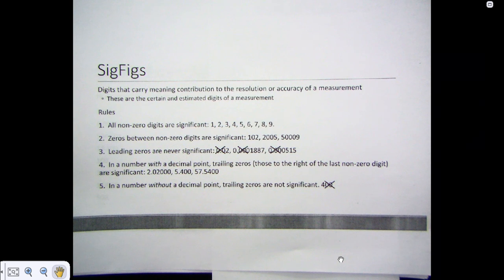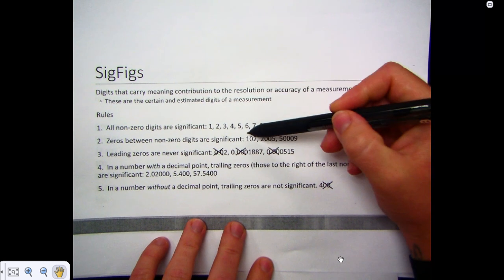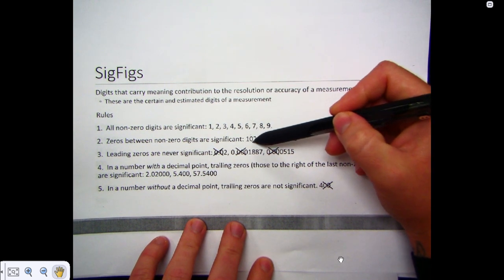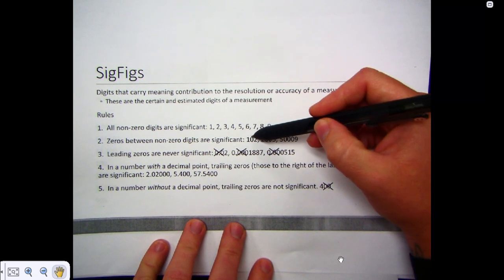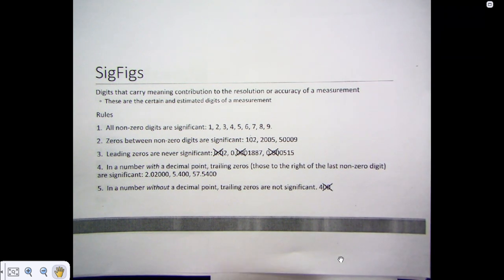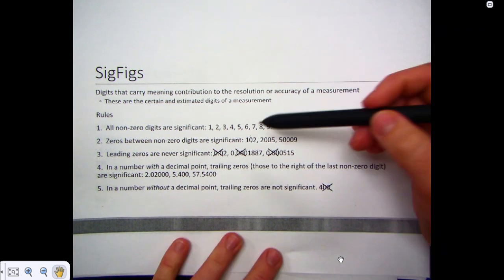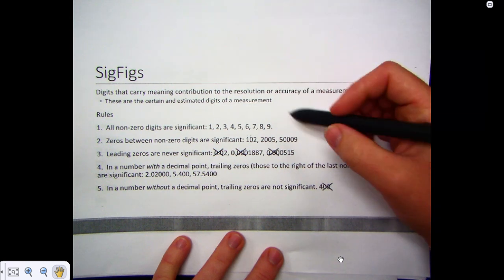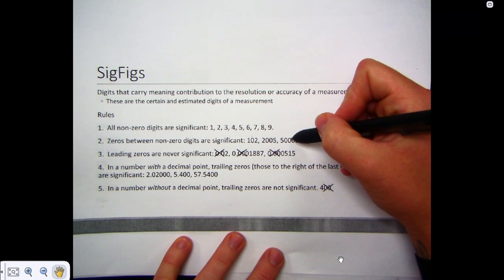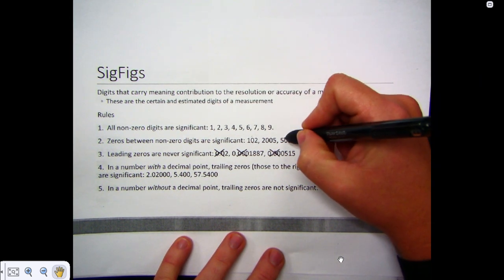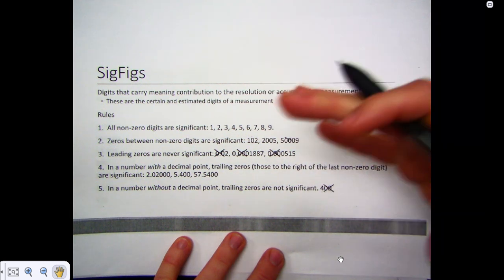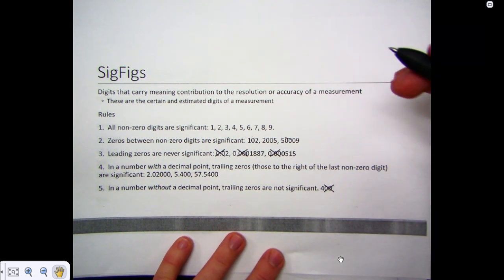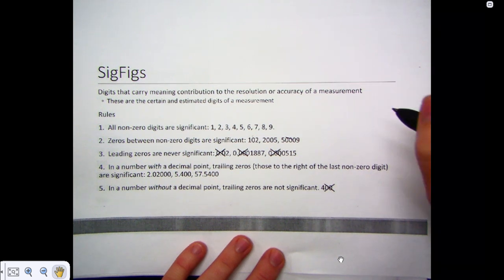Zeros that come in between two non-zero digits are always significant. I call these the sandwich zeros, right? 102, the zero is sandwiched in between, like bread, meat, right? It's going to count because it's in between two non-zero digits. Same thing here with 2005. Same thing here with 50,009. You can't just take those numbers out of the middle. They count. So zeros between two non-zero digits automatically count.